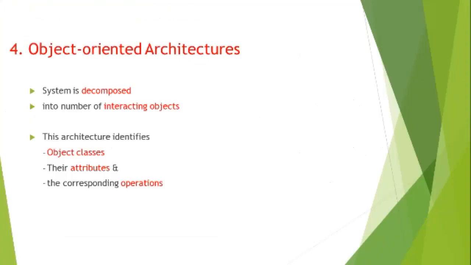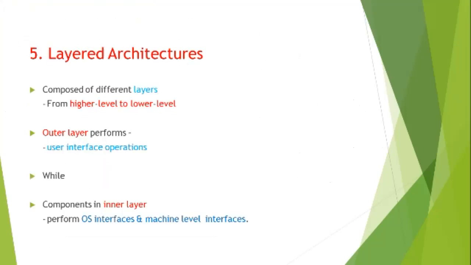The fourth one is object-oriented architecture. In that, the system is decomposed into a number of interacting objects. This architecture identifies object classes, their attributes, and the corresponding operations.